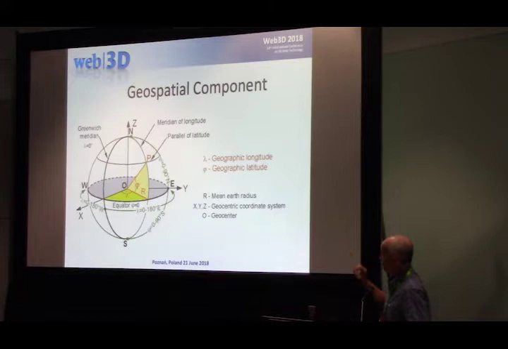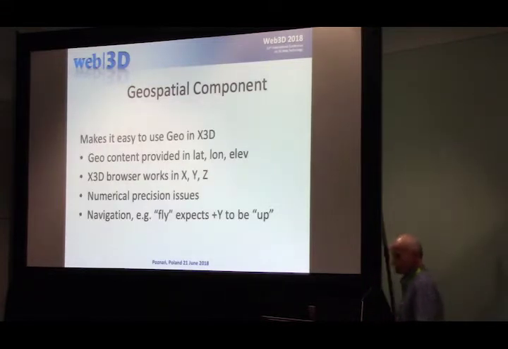I'm not going to describe in detail this coordinate system here, just a little bit of eye candy. But the result of that first meeting 20 years ago at a Cartographic is we added a component to an international standard for 3D graphics on the web. It's called the Geospatial Component. Its desire was to make it easy to use geographic data in the X3D standard. So typically we provide geo content in latitude, longitude, elevation from GPS, and we wanted to translate those data easily to XYZ coordinates used by computer graphic systems.